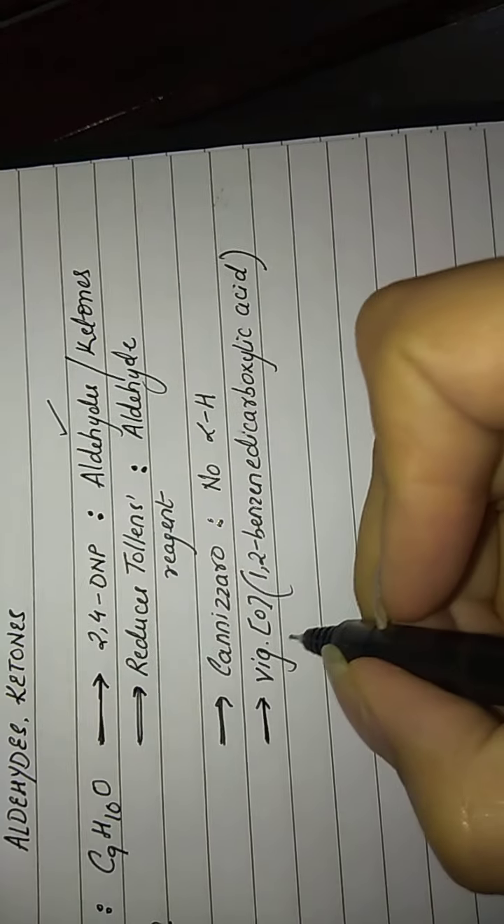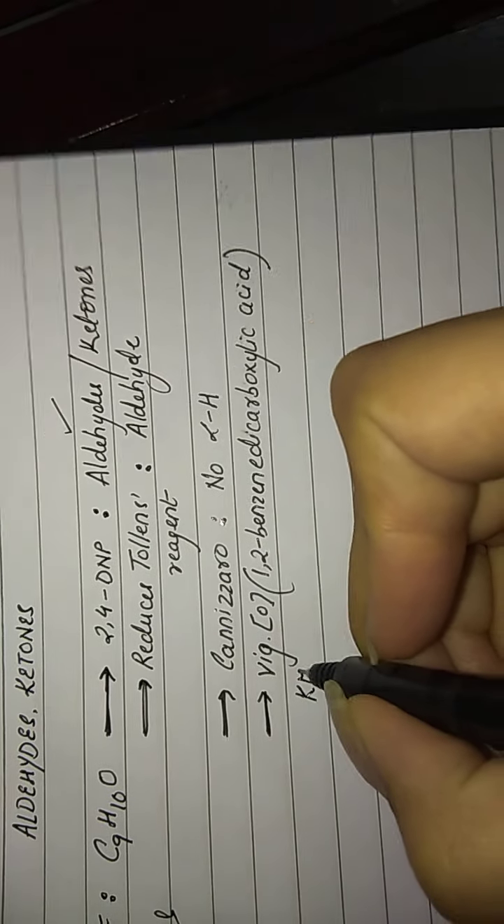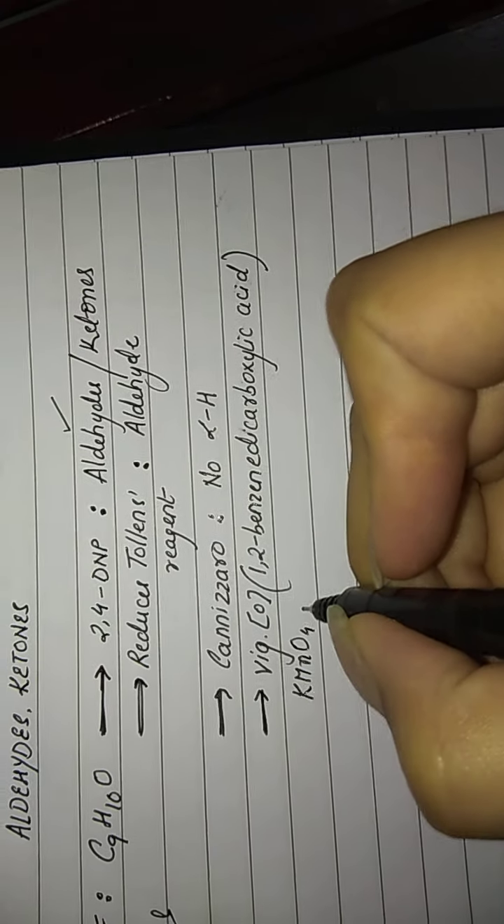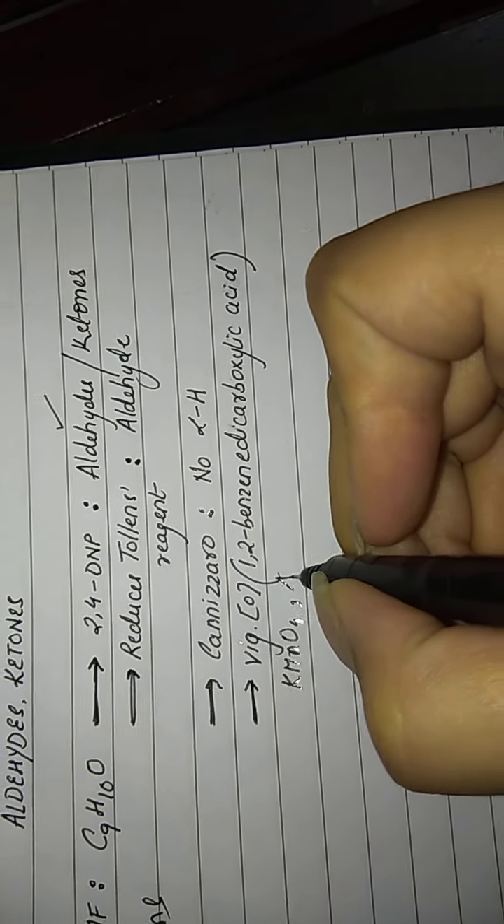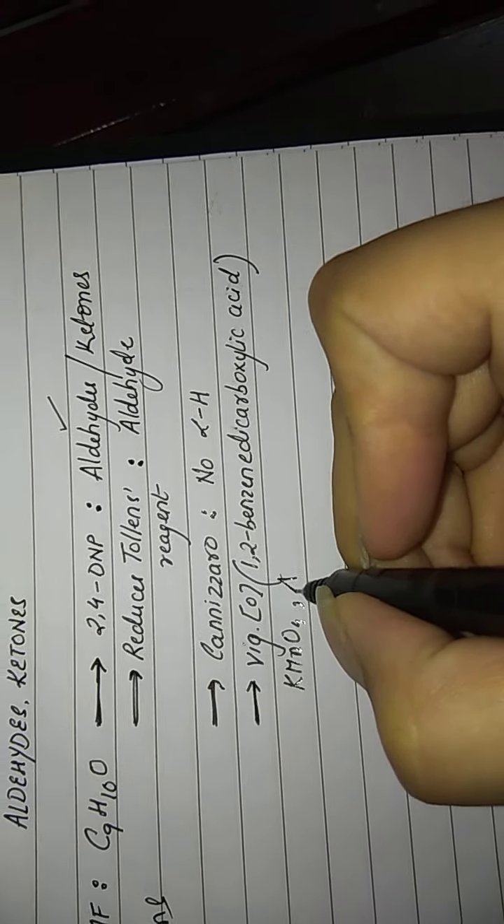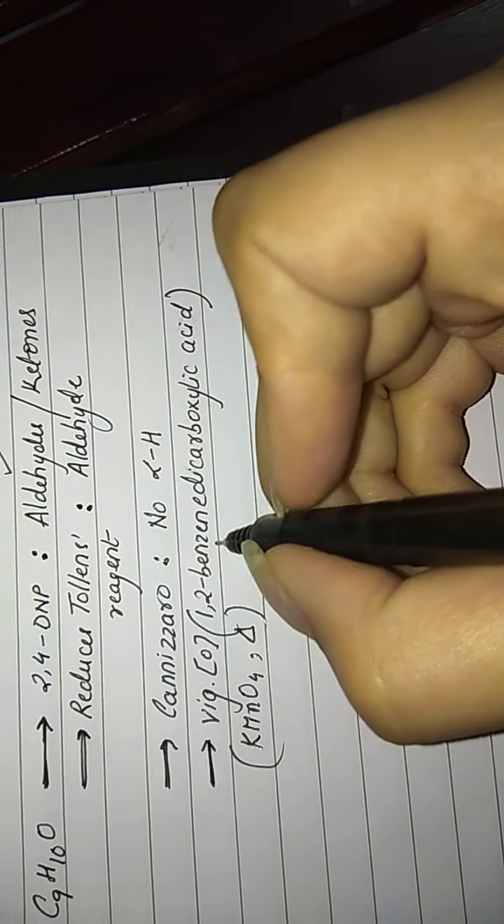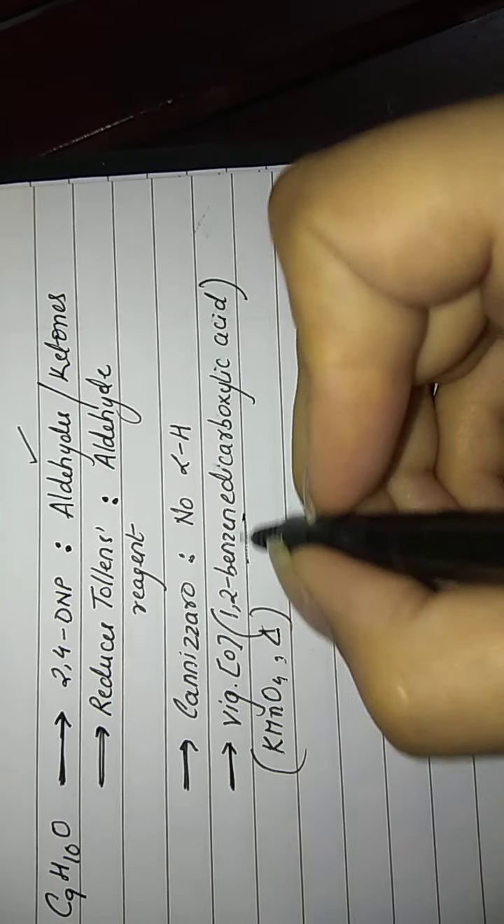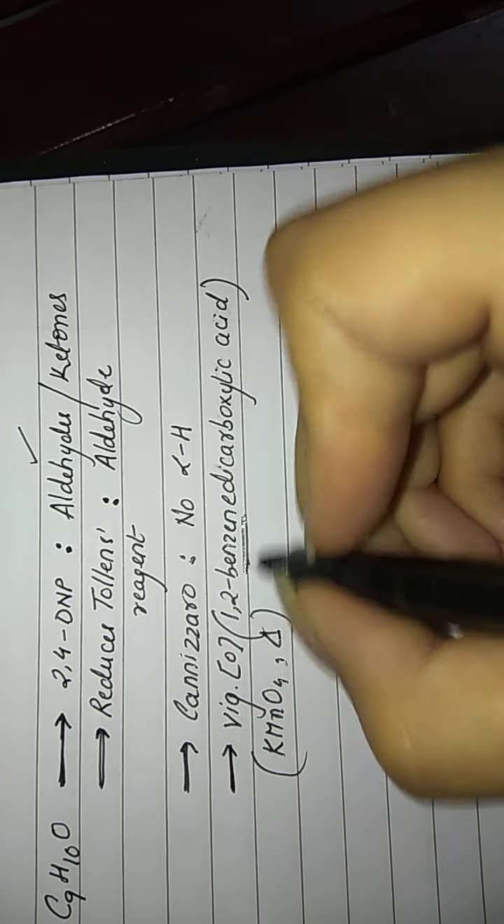The next information that they are giving us is that on vigorous oxidation, which means KMnO4, a strong oxidizing agent, along with heating the compound, it gives a benzene dicarboxylic acid. From here, what do I infer? That this compound has a benzene ring in it.